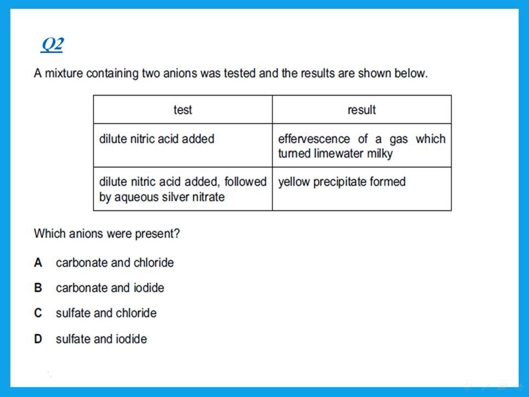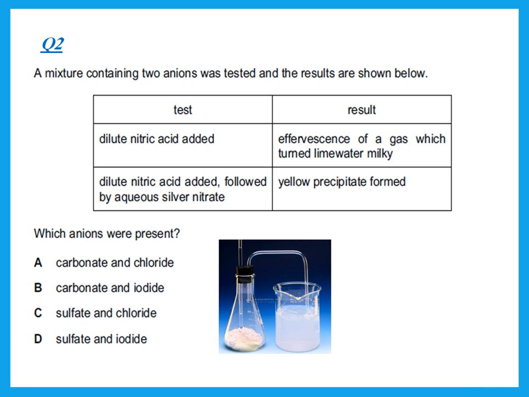A mixture containing two anions was tested. So the first test is he added dilute nitric acid and he got effervescence of a gas which turned lime water milky. First of all, remember that effervescence means bubbles of gas or fizzing. All of these are the same. Now, if I add acid, and that is any acid, to a substance and we get bubbles of gas that turn lime water milky, this is test for what? You have to memorize these tests. This is test for carbonate. So my answer is A or B.